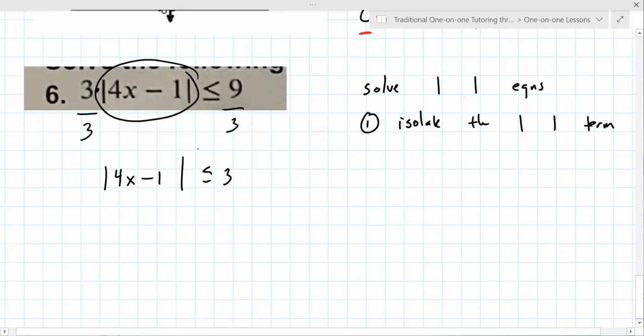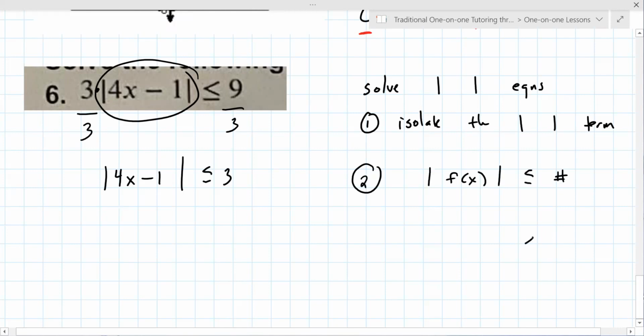So now the absolute value term is isolated. The next thing here is there are 2 properties of absolute value. There's one for less than and one for greater than. We'll do the less than first. You're going to be given something, and I'll write it this way. You're going to be given something less than or equal to a number.